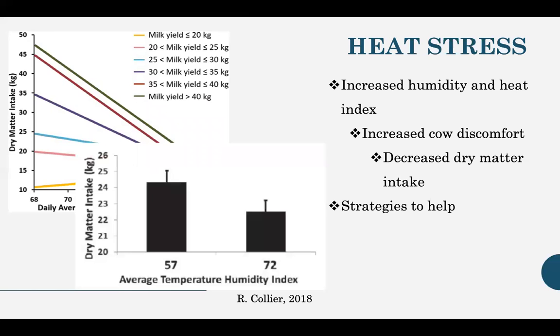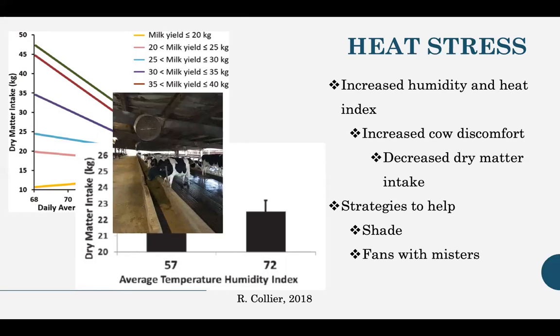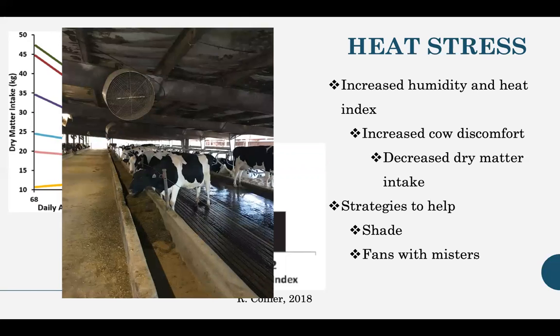Some strategies that can be used in helping to minimize this discomfort is installing a shade structure for cows out on pasture and to be sure that those pastures are lined with trees to offer additional shading. A way to help minimize heat stress in barns is to install large fans with misters over the cows' feed bunk and free stalls, as seen here in this picture of the UGA dairy.